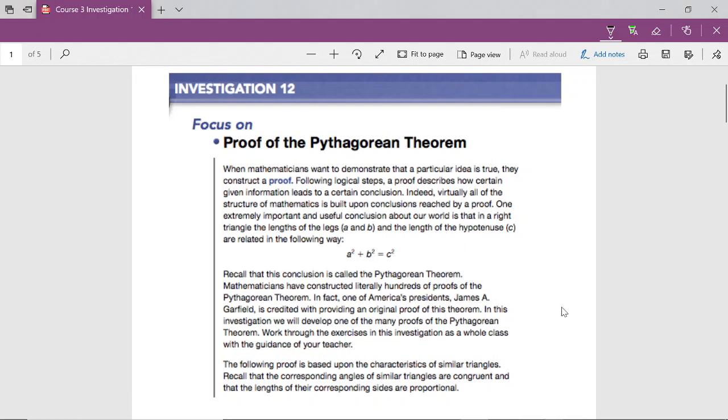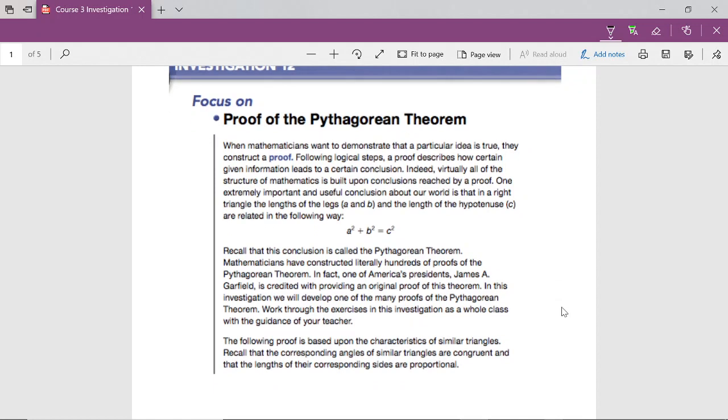Course 3, Investigation 12. Hopefully this is just a quick video showing what you would do for Investigation 12. I would encourage you to try to do this yourself first because it's pretty step-by-step instructions, and then listen to this video. So what we are doing is proving the Pythagorean theorem here, and I'm just going to start reading.